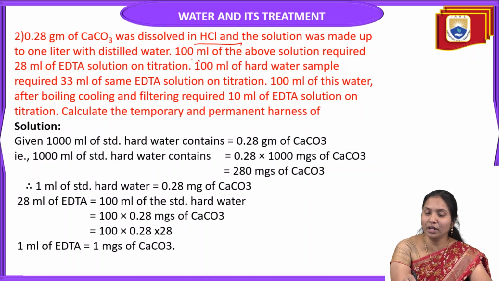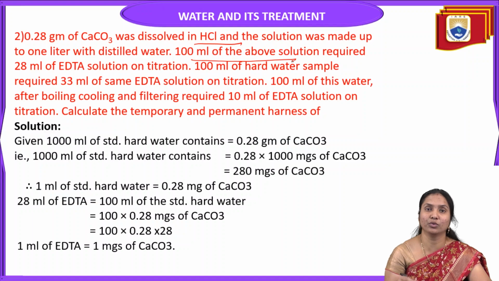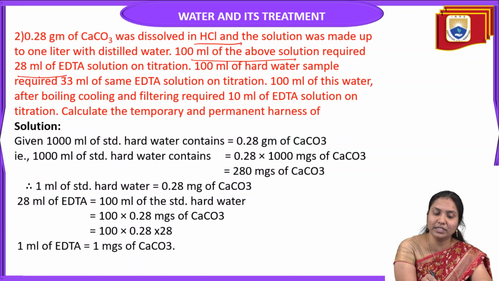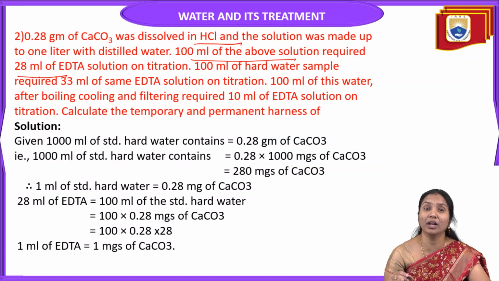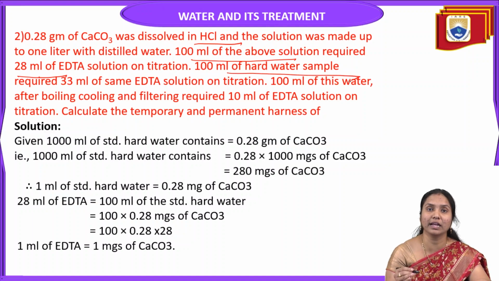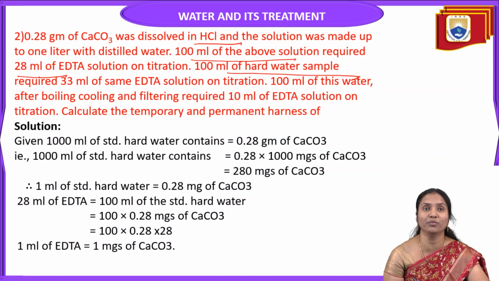Next, 100 ml of the above solution. The total makeup solution is 1000 ml, and from that we take 100 ml of the above solution. It requires 28 ml of EDTA solution on titration. So 100 ml of the prepared water sample required 28 ml of EDTA solution. In that case, we have to find out the total hardness of water.